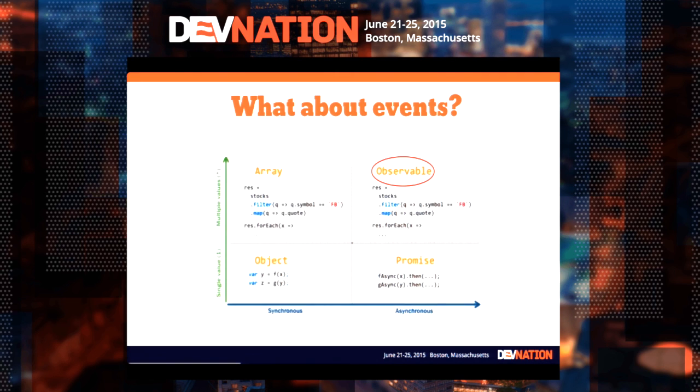So just as the promise corresponds to the object as we go from synchronous to asynchronous coding, and the array corresponds to the object as we go from single to multi-valued code, we're going to introduce the observable as a means of working with multi-valued events.